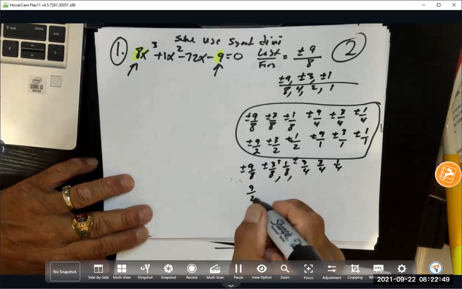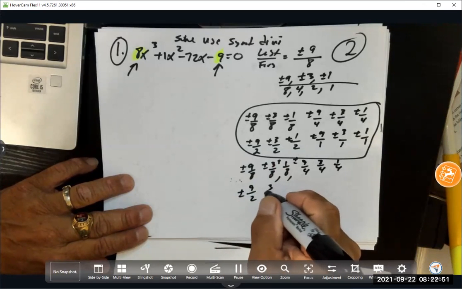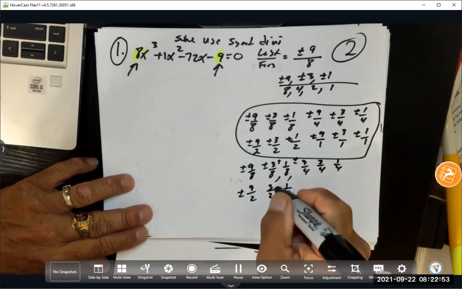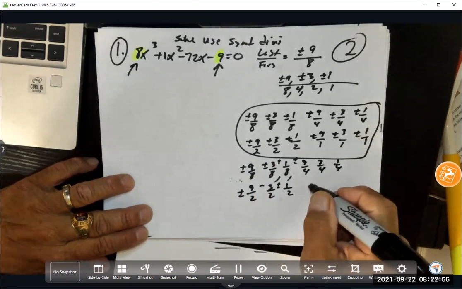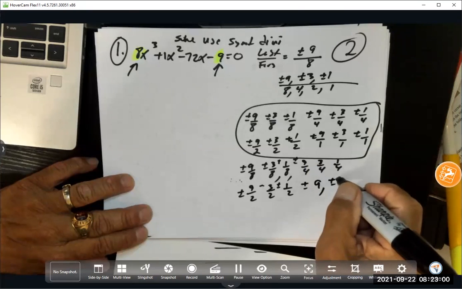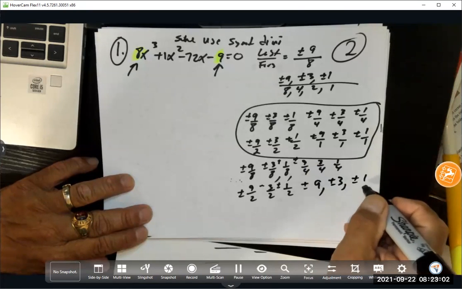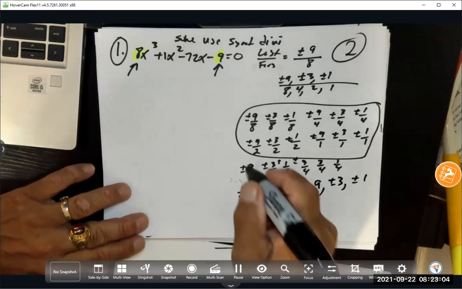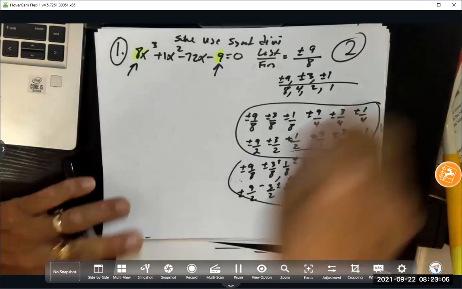9 over 2, nothing happens there. 3 over 2, nothing happens there. 1 over 2, nothing happens there. But the last ones. Plus or minus 9 over 1, that's a 9. Plus or minus 3 over 1, that's a 3. Plus or minus 1 over 1, yeah. So now, guess what I'm going to do? I'm not going to use all these numbers.